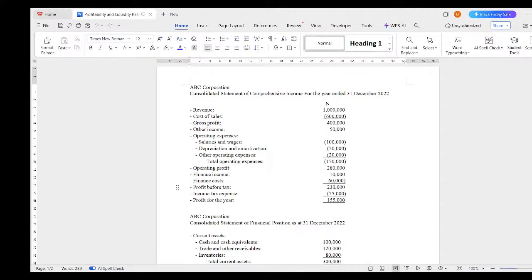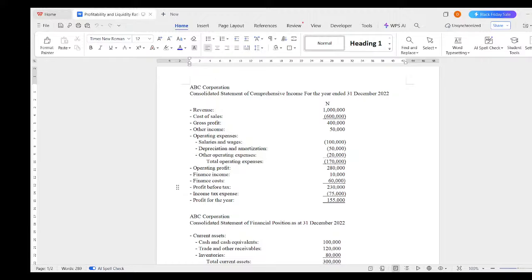Then finance income 10,000. Finance costs 60,000. Then we have profit before tax 230,000. The finance cost is negative, so the bracket should be on both sides. It's only one side here, but the bracket should be both sides. Then we have income tax expense 75,000 negative. The profit for the year 155,000. So we have the statement of financial position too.